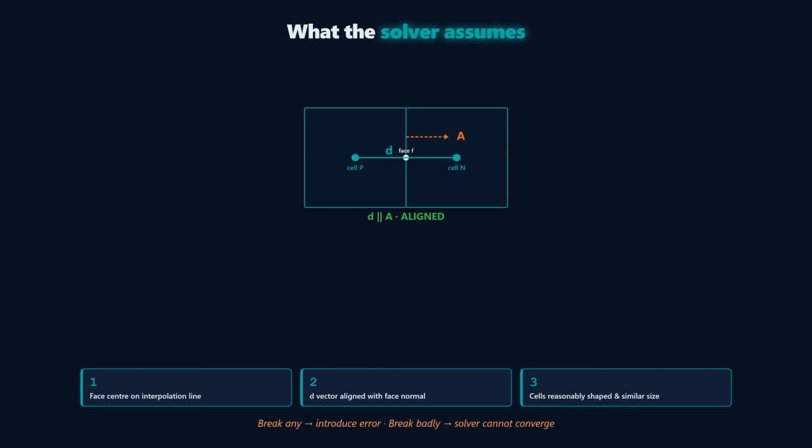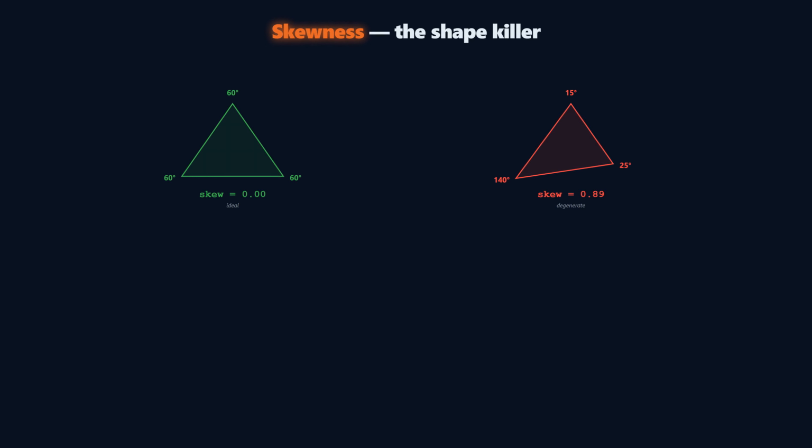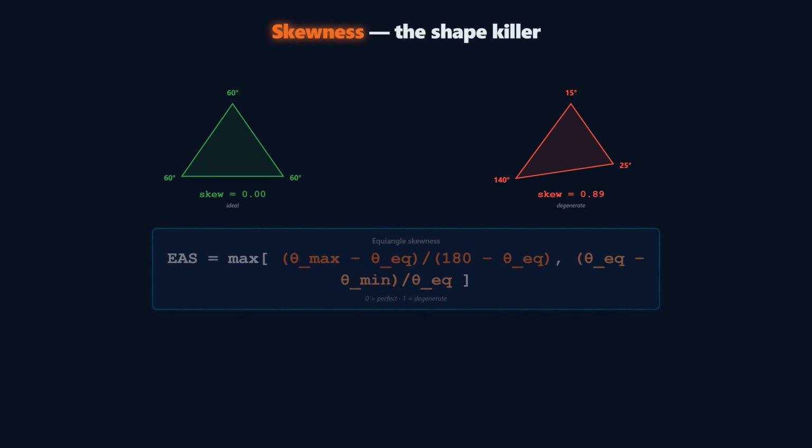And every gradient reconstruction, whether Green-Gauss or least squares, assumes cells are reasonably shaped and similarly sized. Break any of these assumptions and you introduce error. Break them badly and the solver cannot converge at all. Skewness measures how far a cell deviates from its ideal shape. For a triangle, the ideal is equilateral, all angles at 60 degrees. For a quad, it is a perfect square, all angles at 90.